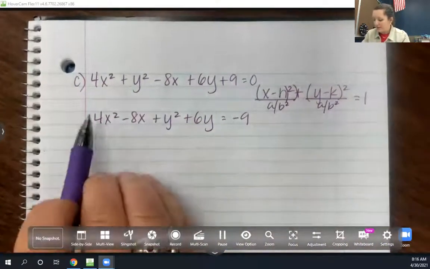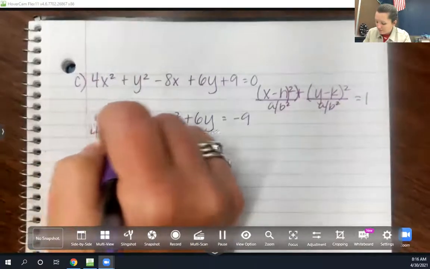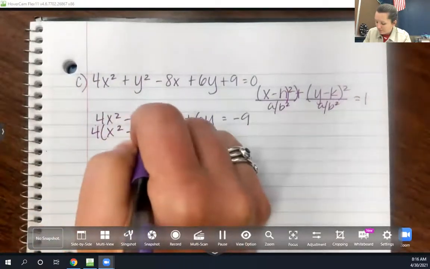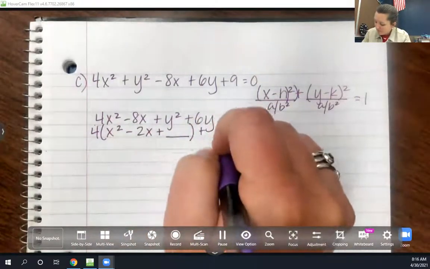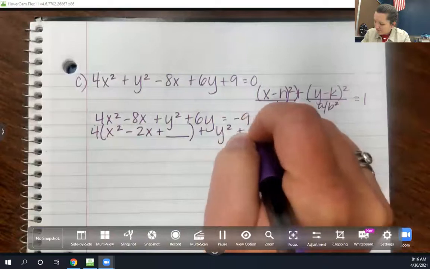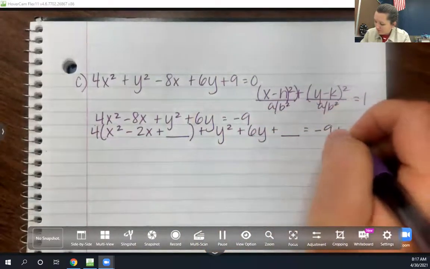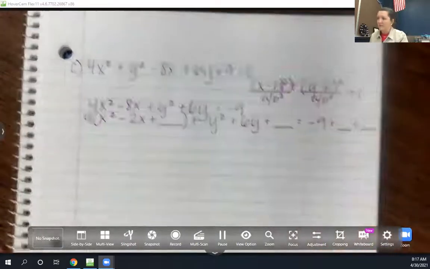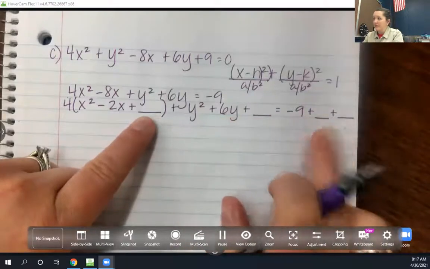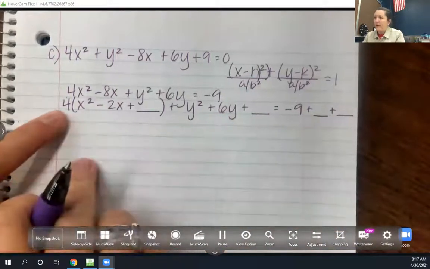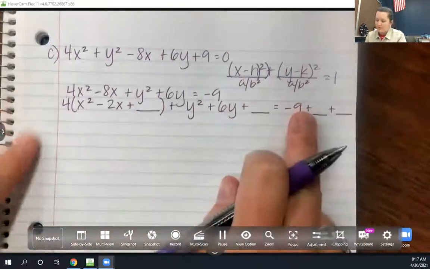All right. Now, because I have this 4 out front, we're going to factor that out before we complete the square. That's minus 2x plus another number, plus y squared plus 6y plus the number we're adding, equals negative 9 plus blank plus blank. Remember, I like to add my blanks there so I know whatever I'm adding on this side, I have to add to the other side. We practiced this with circles. Whatever you put here, you have to multiply by 4 before you add.